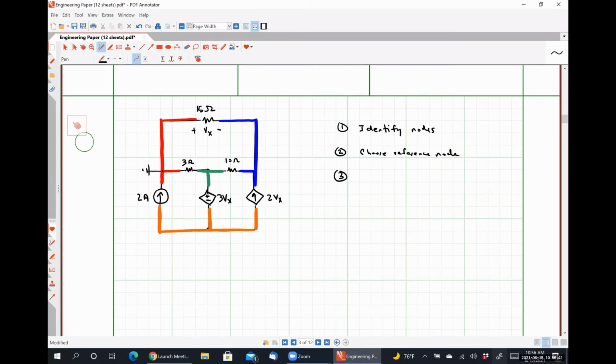Step three is going to be assign our nodal voltages. Well, this green node in the middle, VA, the blue node on the right, VB, and the bottom node in orange, VC. So step four is going to be new here, all right?